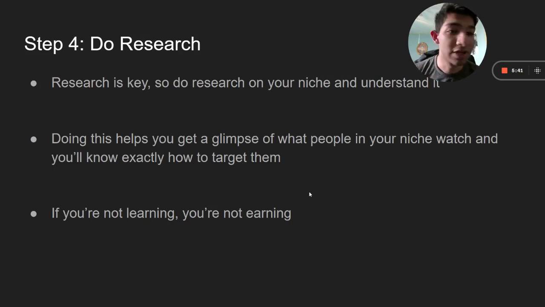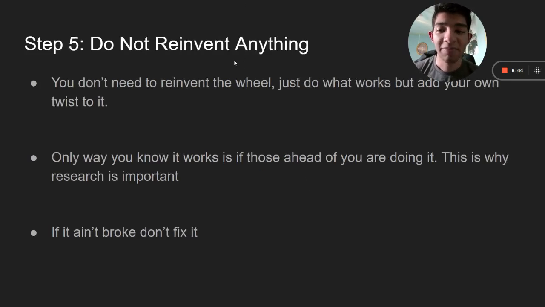I cannot stress it enough. And step 5, last step here, do not reinvent anything. You don't really need to be the most creative person ever to do well on this app. You really don't. And obviously, there involves some sort of creativity. Obviously, you have to have some pizzazz to you. You have to have some charisma to you to some extent. But you don't need to reinvent the wheel. You don't need to do anything new per se. You just need to do what works and add your own twist to it. You don't really need to be that innovative.